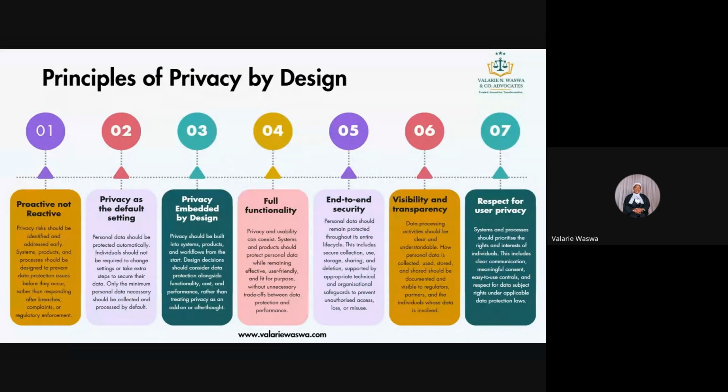And so the first point is that privacy risks should be identified and addressed early. It's called proactive, not reactive.